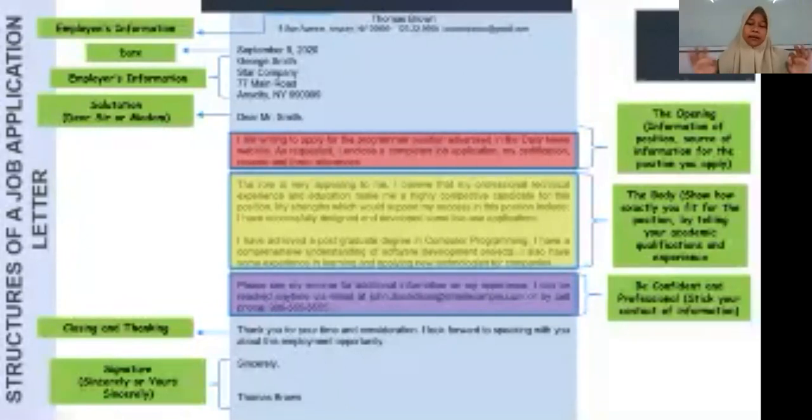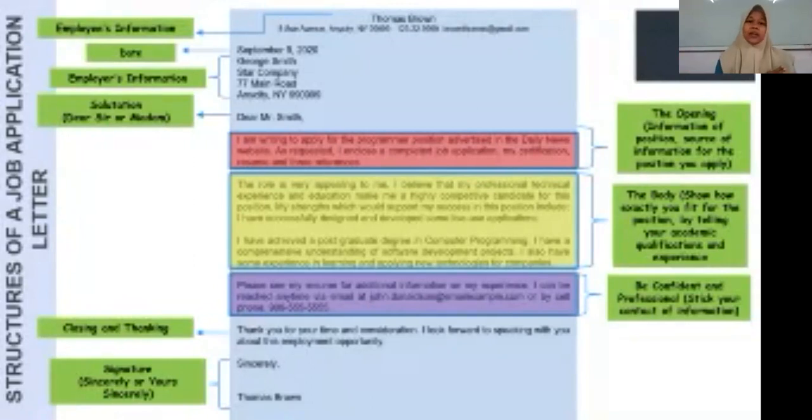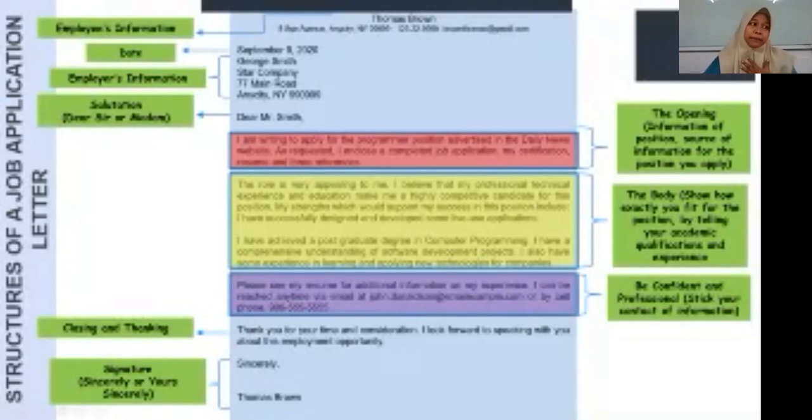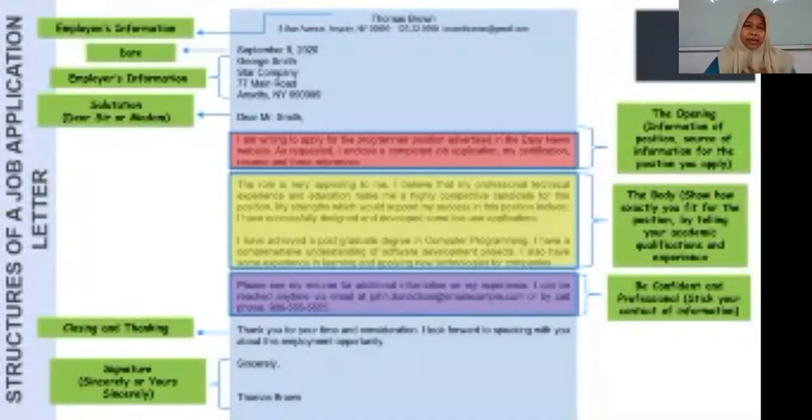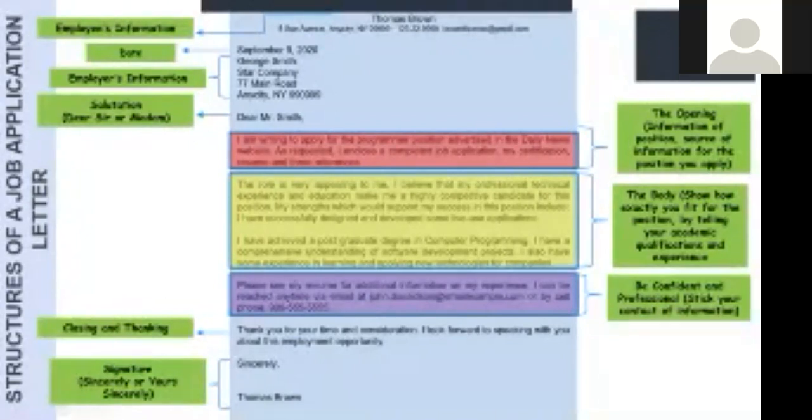But in some other application letters, they also put it in the body, so it's up to you. But I prefer to inform the employer in the beginning that I also put my certification, my resume, and the other references for the position that I apply for. Is that clear, Rizky? Clear, ma'am. Thank you, ma'am.